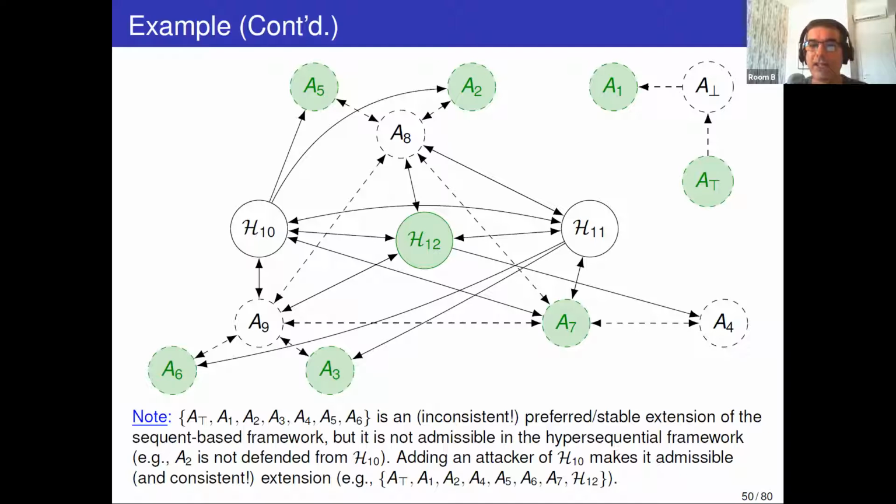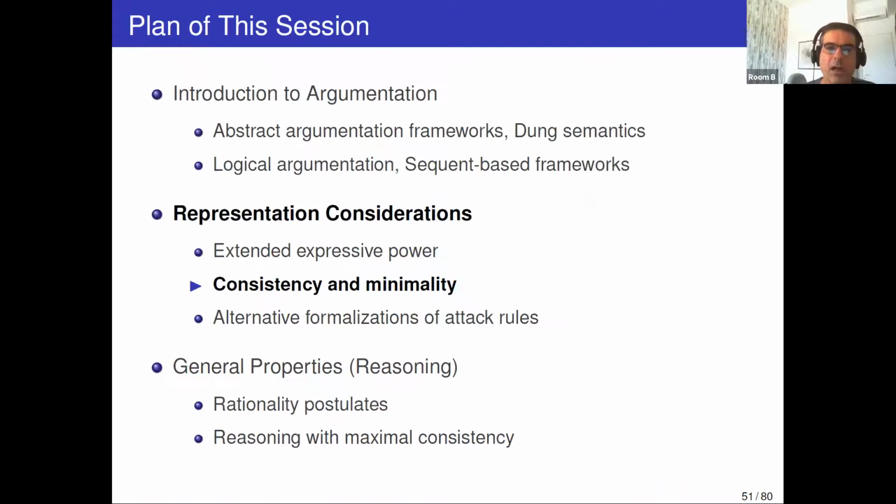So one of the advantages in some cases of switching to a hypersequential argumentation framework is that we can guarantee the consistency of extensions, something that we could not guarantee when we were on the sequence-based level. Okay, so much for representation considerations that are related to the extended expressive power.